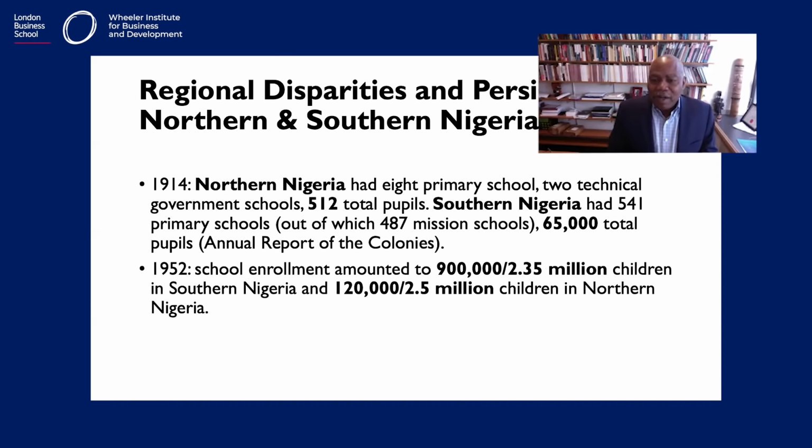And Southern Nigeria has 65,000. In 1952, there were 900,000 enrolled students out of 2.35 billion. In the North, it's 120,000 out of 2.5 million.